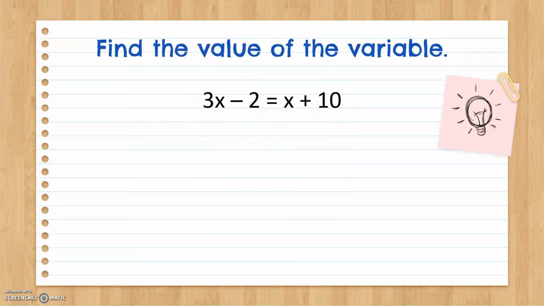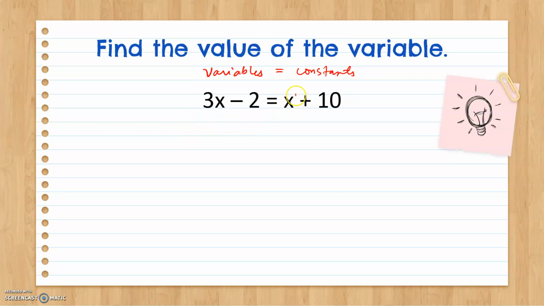Now let's proceed to our lesson for today. How will we find the value of x if we have x on the left side and on the right side of our equation? So first, we have here 3x minus 2 is equal to x plus 10. For uniformity, let's have all variables on the left side of our equation and constants on the right side of our equation. So that means we'll be transposing the variables on the right to the left, and we'll be transposing constants on the left to the right.